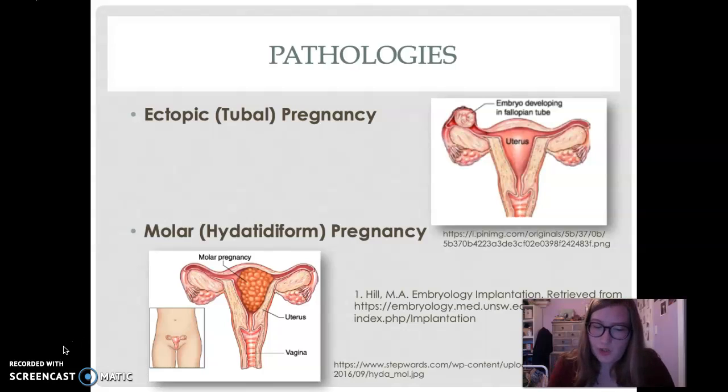Another pathology of this type that can occur is called molar or hydatidiform pregnancy. This occurs when only the trophoblast layer grows while the embryoblast does not. Therefore, no embryo is able to develop. This can cause a tumor to form within the uterus, but as the trophoblast cells will still secrete HCG, many times this condition is not diagnosed until an ultrasound is performed.